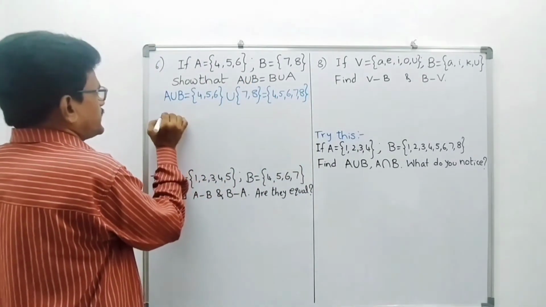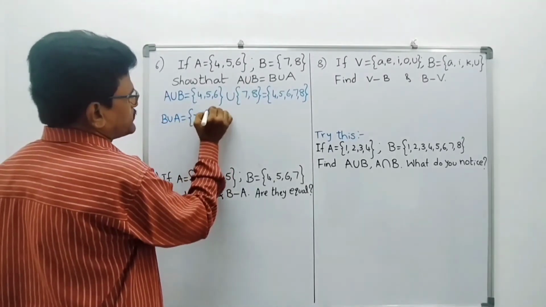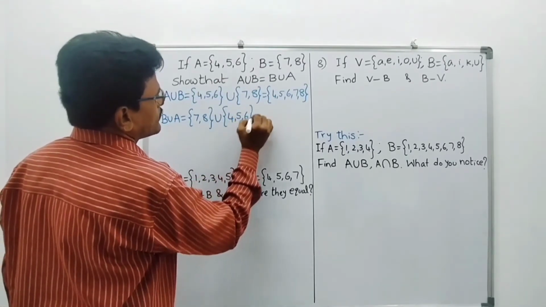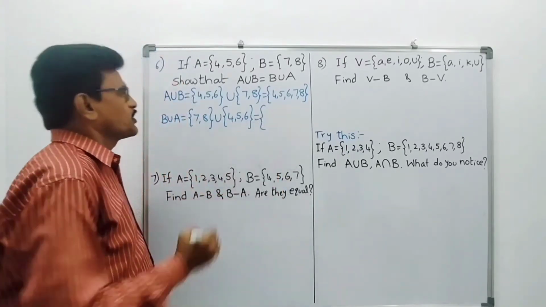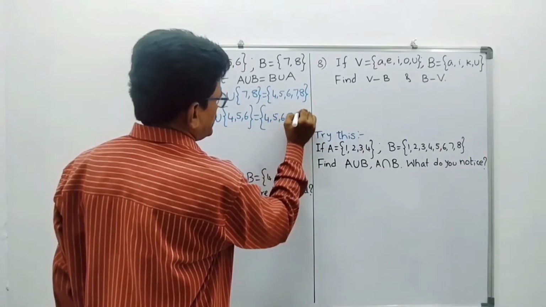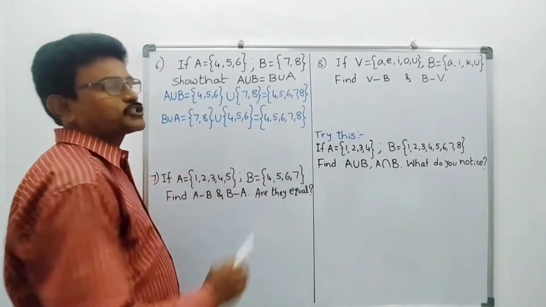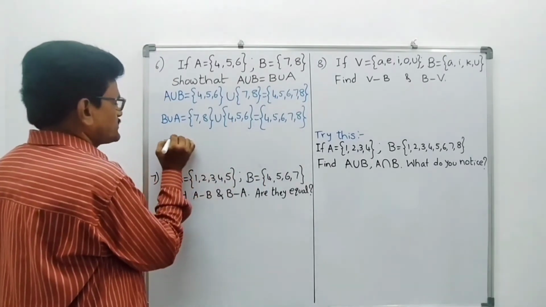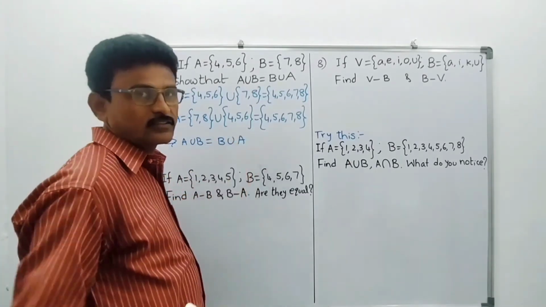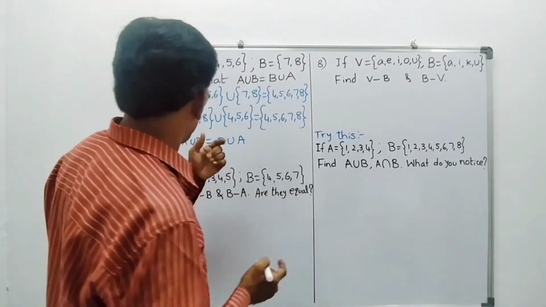Now what is B union A? B union A means first write the elements of B: 7 and 8. Union. Now elements of set A: 4, 5, 6. Now write the combination of elements: 4, 5, 6, 7, 8. Observe here A union B is 4, 5, 6, 7, 8. B union A is also 4, 5, 6, 7, 8. That implies A union B equal to B union A. Right? So under union, sets are commutative.